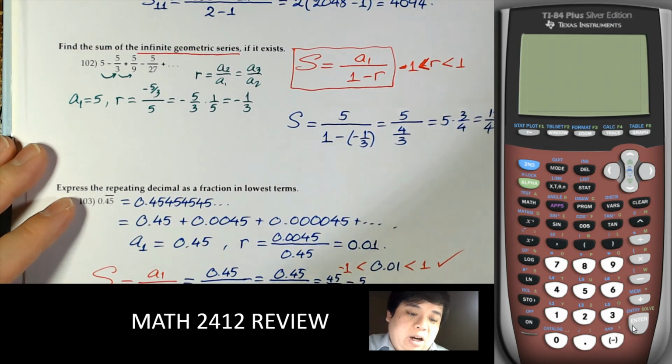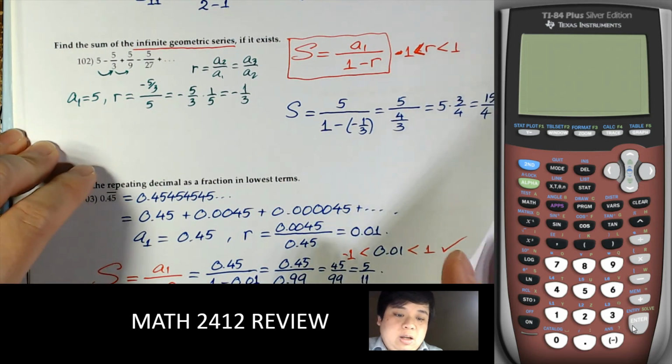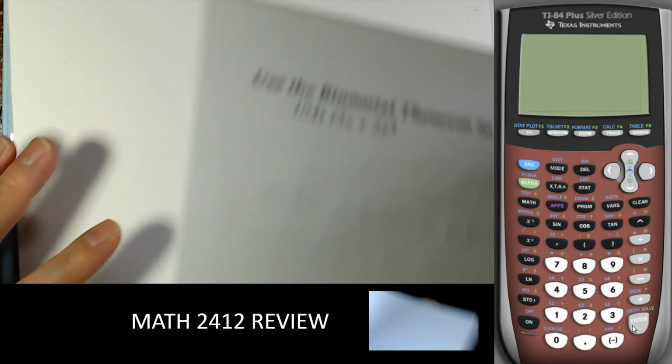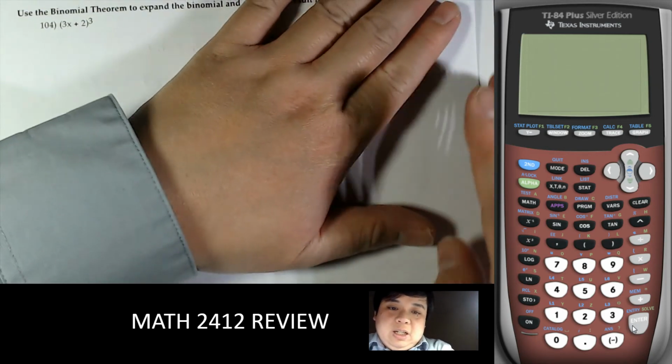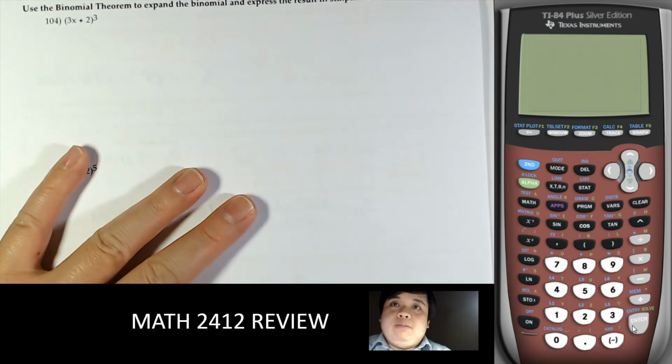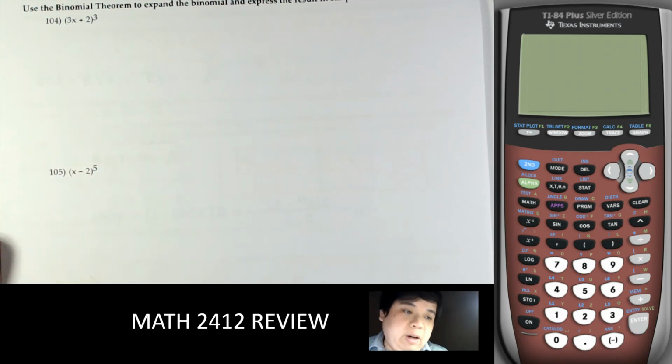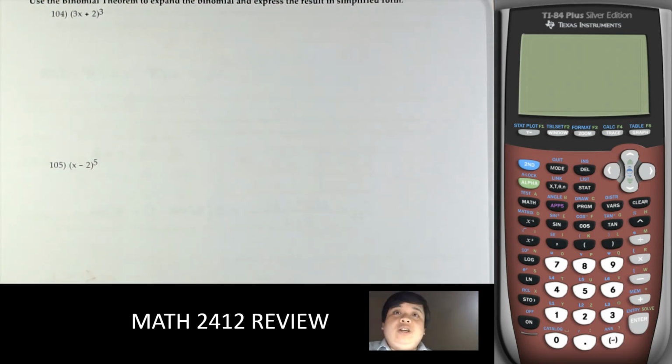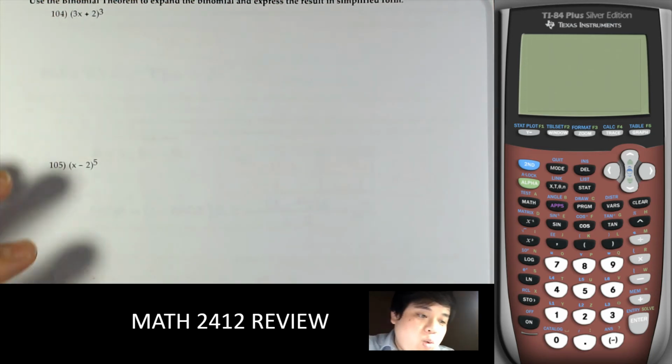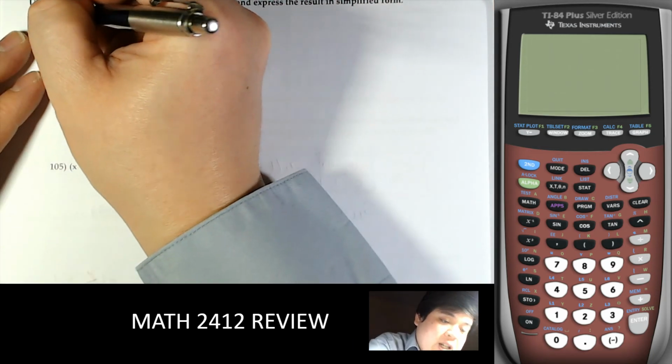Next we have binomial expansions. There are quite a few ways to do it. I've used this method with the help of the calculator. So first, binomial expansion. We have 3 components. The first one is the first term, which in this case will be 3x.